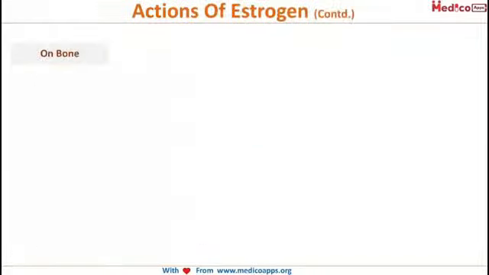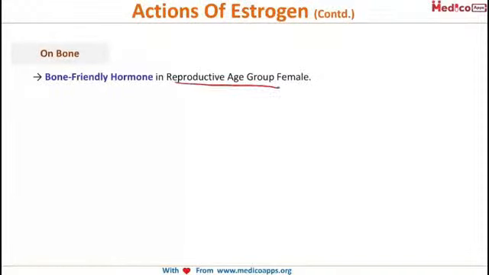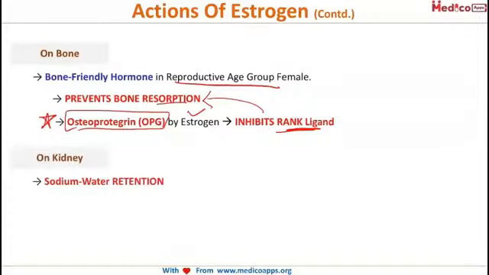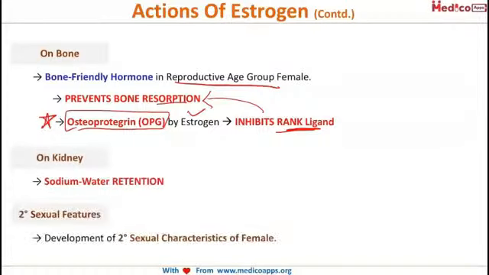Now, on the bone, what does it do? It is a bone-friendly hormone in the reproductive age group of the females, right? Why is it bone-friendly? Because obviously it will prevent bone resorption. Okay. Now, an important compound, that is osteoprotegerin, OPG, that is produced by estrogen, inhibits the RANK ligand, further preventing bone resorption. Okay. So, the main important compound is your osteoprotegerin. It protects the bones. You can remember like that. Okay. And on the kidney, it results in sodium and water retention. And we have also seen it results in the development of secondary sexual characters in the females, right?